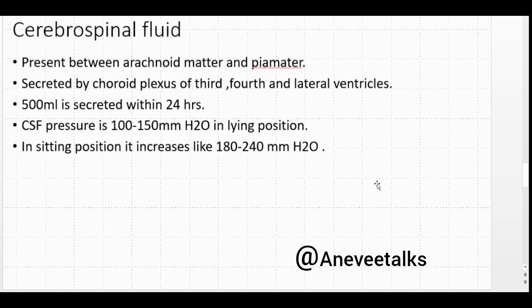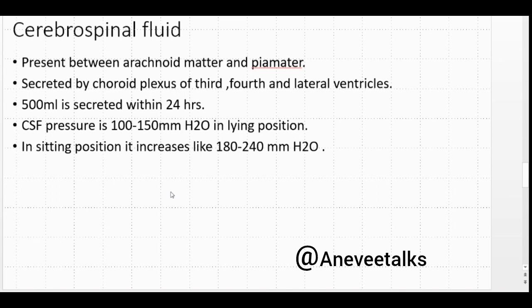But when we are in a sitting position, what happens? The CSF pressure in the spinal cord increases to 180 to 240 mm H2O. Why? Because of the gravitational force on the cerebrospinal fluid.